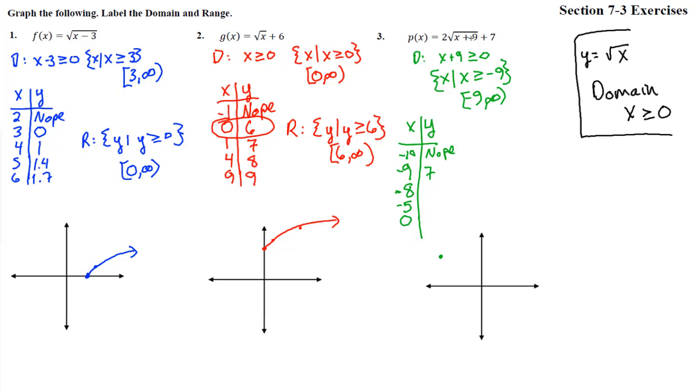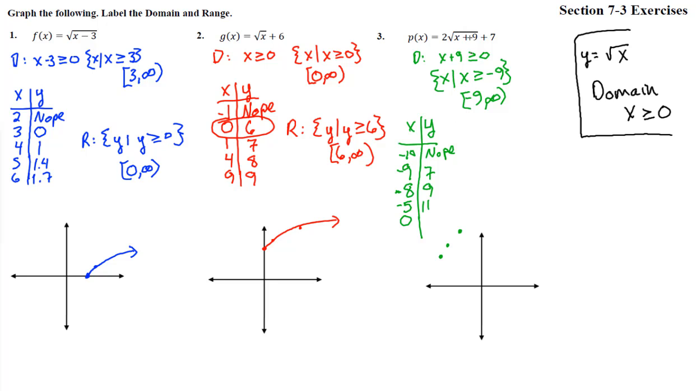We stick in negative 8. Negative 8 plus 9 is positive 1. Square root of 1 is 1. 2 times 1 is 2. Plus 7 is 9. So negative 8 gets up here at 9. Looks a little bit taller like that. Okay, good. Negative 5. Negative 5 plus 9 is 4. That's why I picked it, so it'd come out nice here. Square root of 4 is 2. 2 times 2 is 4, plus 7 is 11. So negative 5 and 11 is about right there.